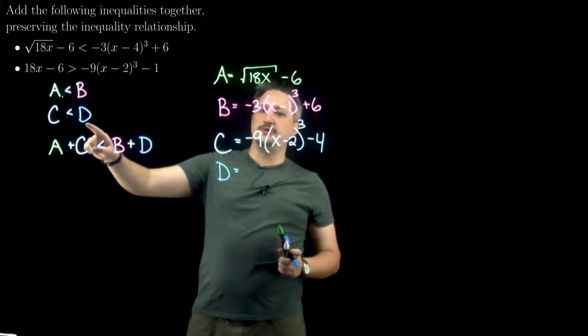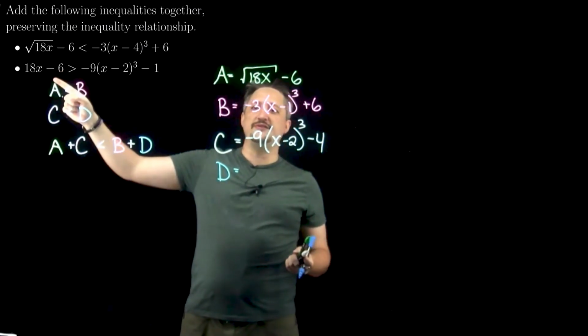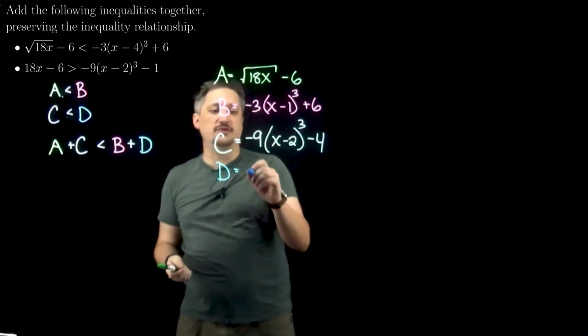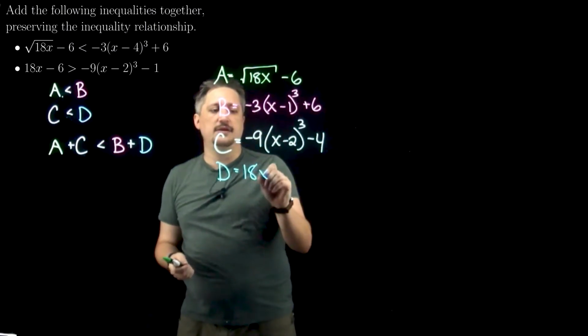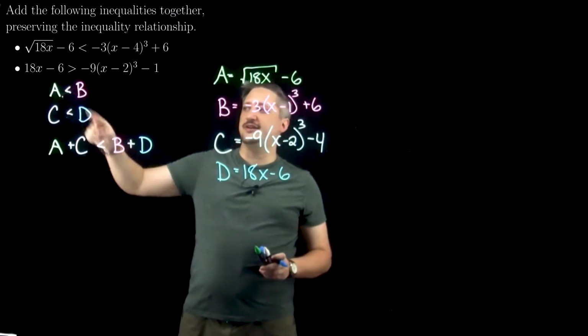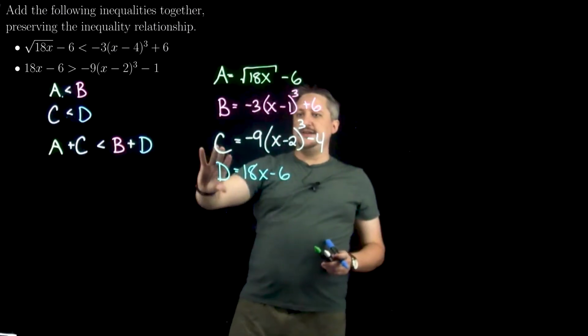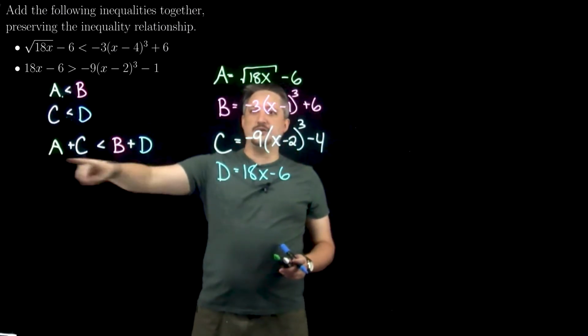And D is on the greater than side. If I've done all this right, it should only have the one option, which is this 18x minus 6, because I've accounted for all the other ones, right? And of course, it is a good sign that that is on the greater than side, just like I wanted. So now I have A, B, C, and D.